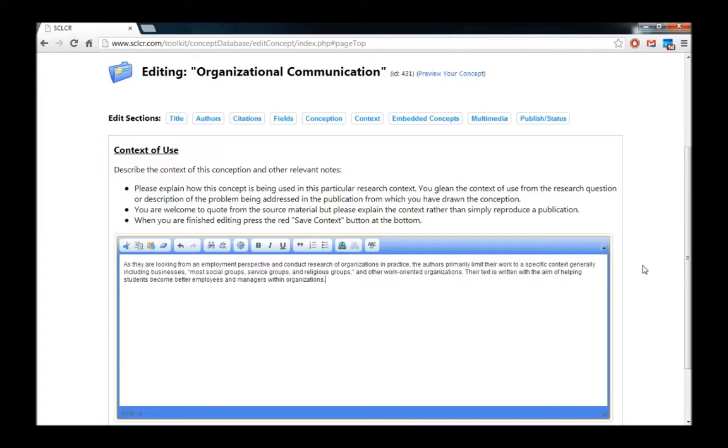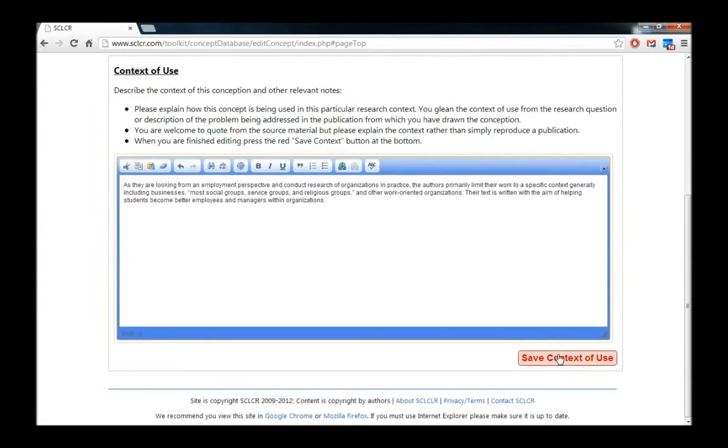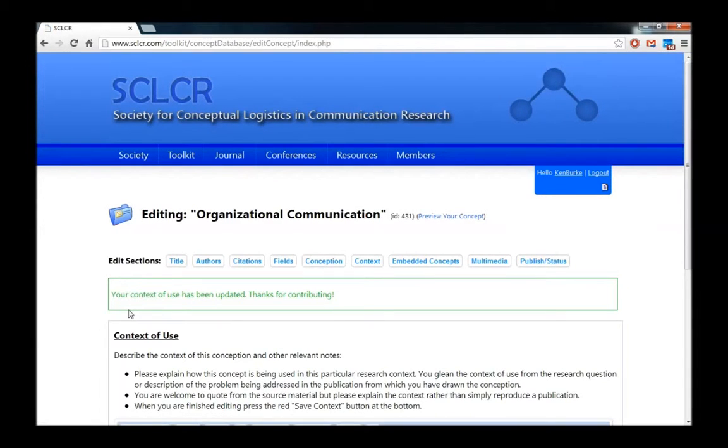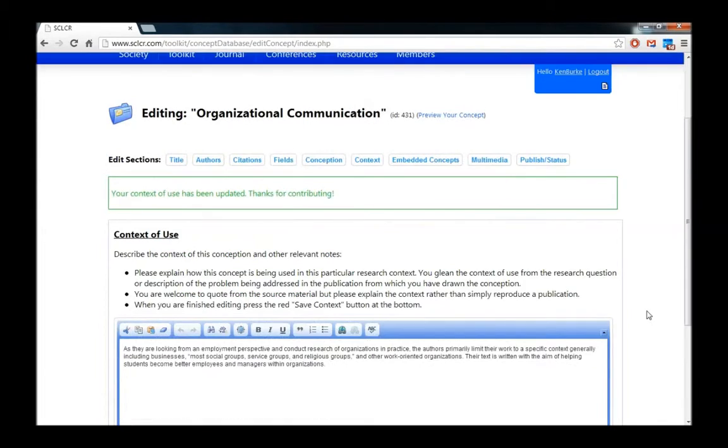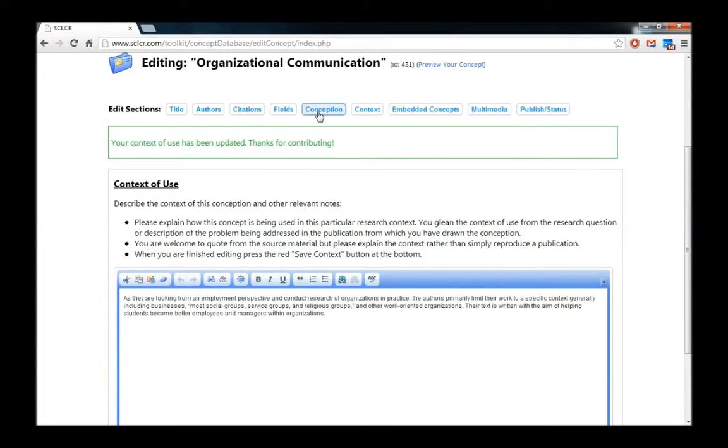So now that we've gone ahead and typed in our context of use, we'll just hit save. And you can see the green box, which is always good, that says your context of use has been updated. Thank you for contributing. So the difference between the conception and the context is that the conception is the specific way that your author or authors have conceived of the concept organizational communication. And the context is generally the time, the place, and the reason that they needed to conceptualize organizational communication.